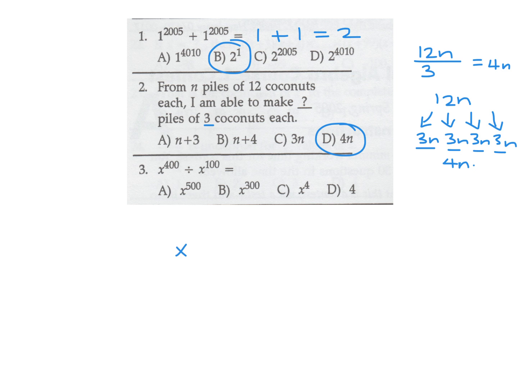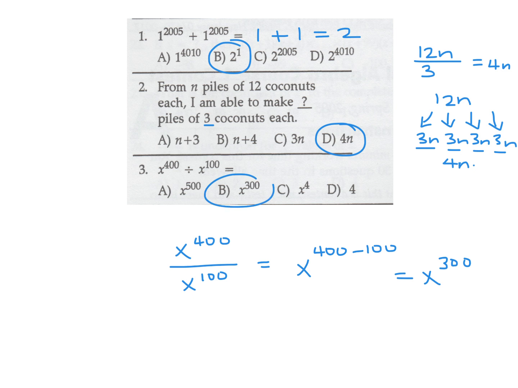X to the power of 400 divided by x to the power of 100. Well, you subtract. Exponent laws say that you subtract, so it'd be x to the power of 400 minus 100, and that is x to the power of 300. So that would be B.